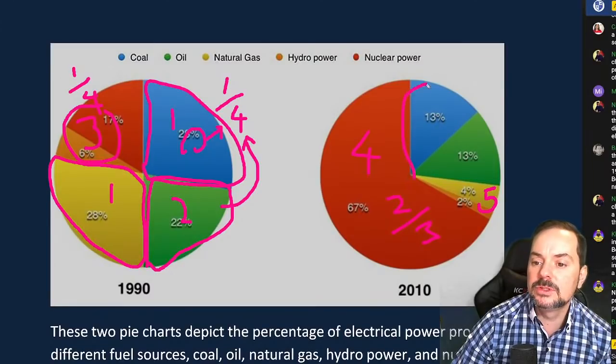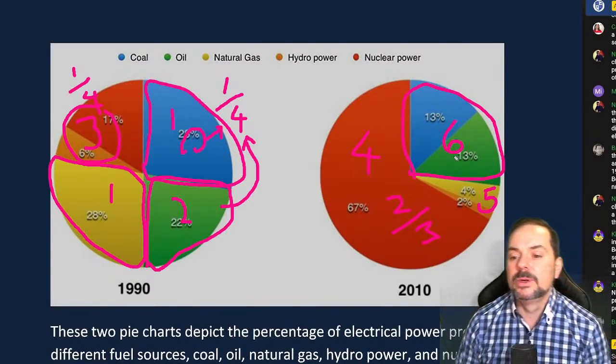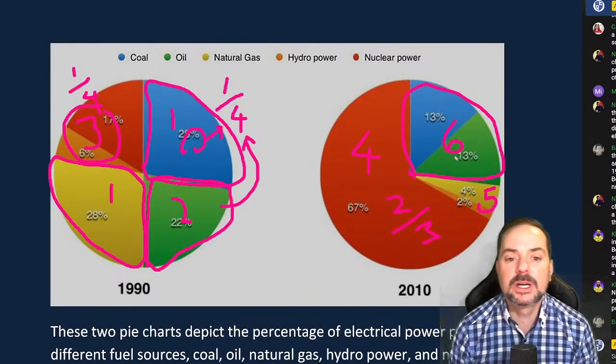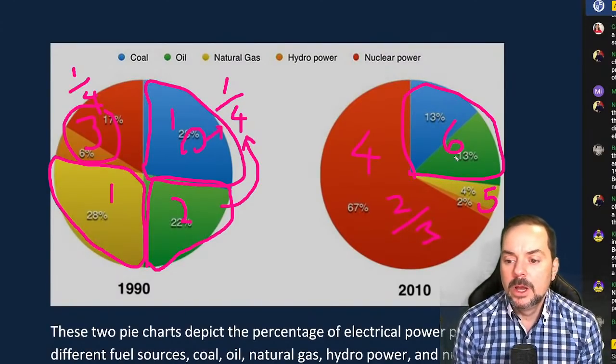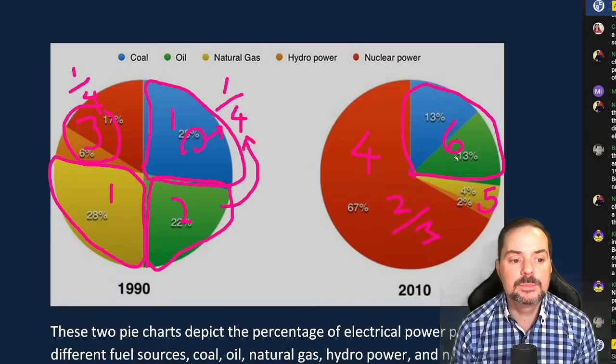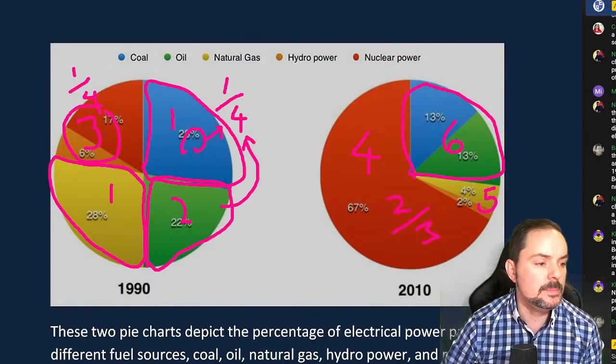And then these 2 together would be my 6th point, because there's definitely a reduction there. Not as significant as with natural gas, but definitely a reduction of using coal and oil.